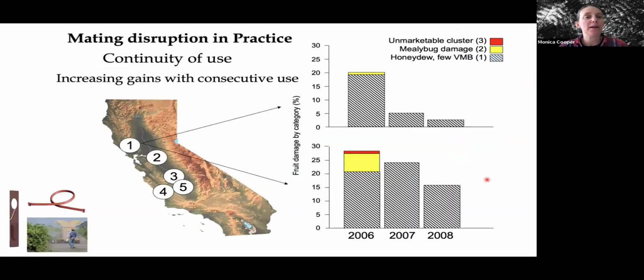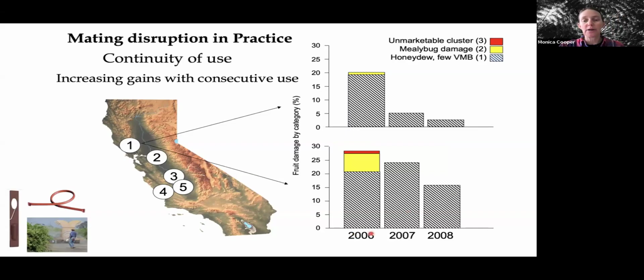Another important thing about mating disruption is that continuity of use is very important. So this is not something where you use it one season and not the next season, then back to it the following season. So you get greater results and continual decreases in mealybug populations with consecutive use.